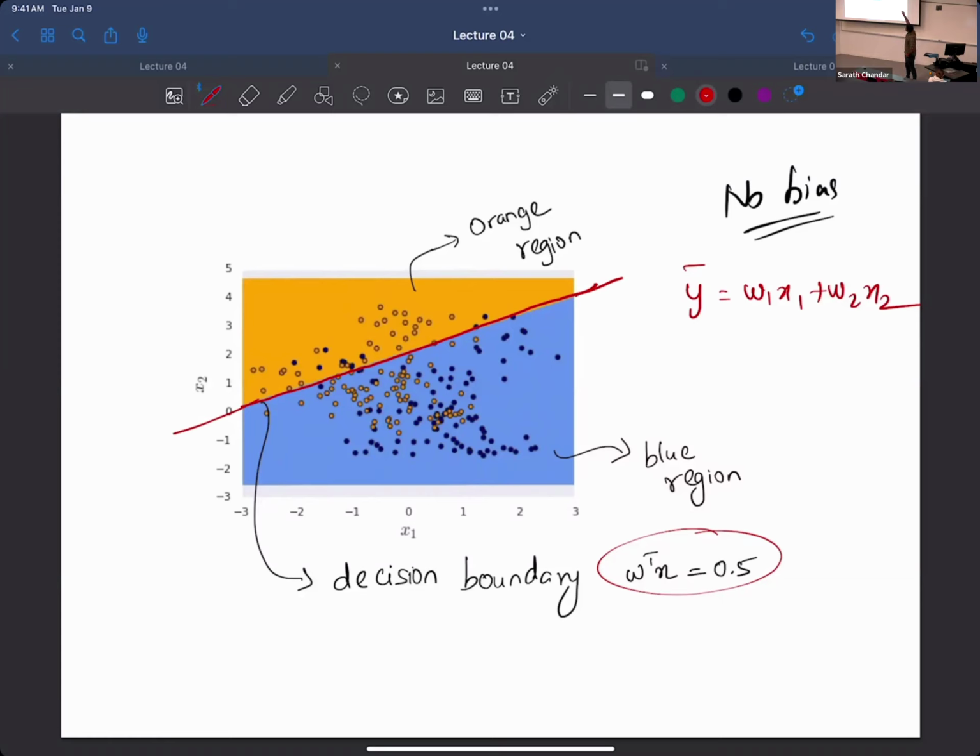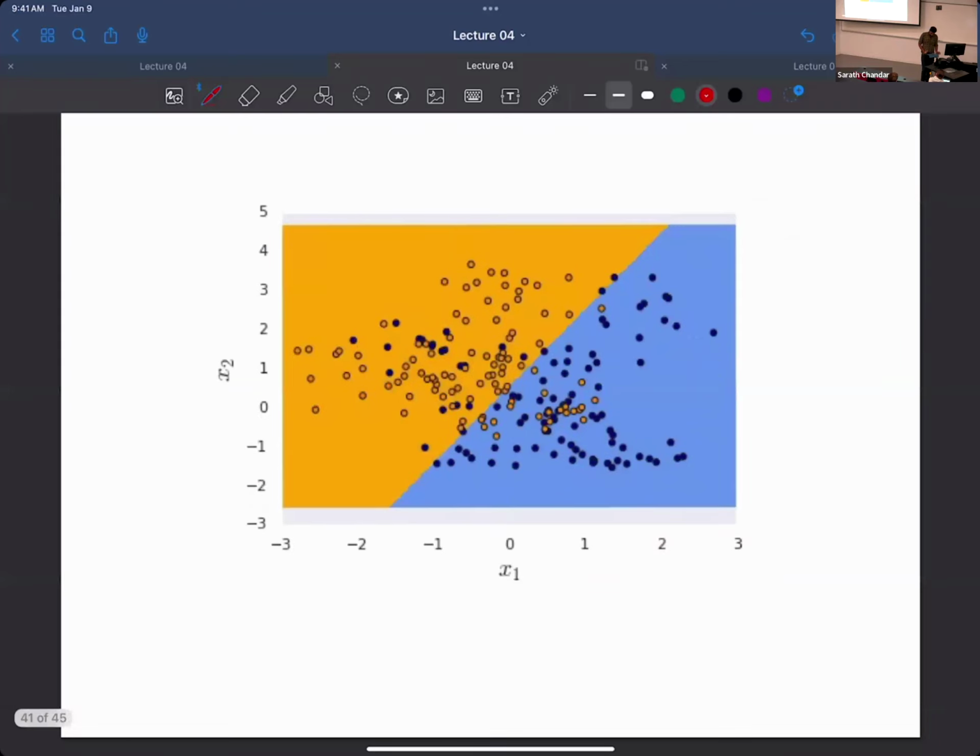Anything above the line is orange. Anything below the line is blue. Is that clear? So is this a good model for this particular problem? No, there are a lot of misclassifications. The simplest fix is to add the bias as well, so that my line can change a bit and come to the middle of this problem. That is what I have done here.